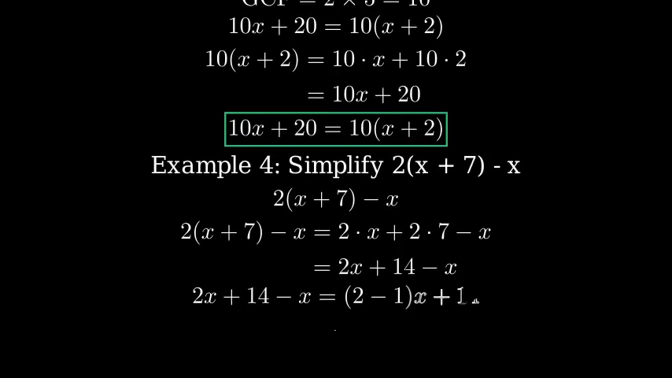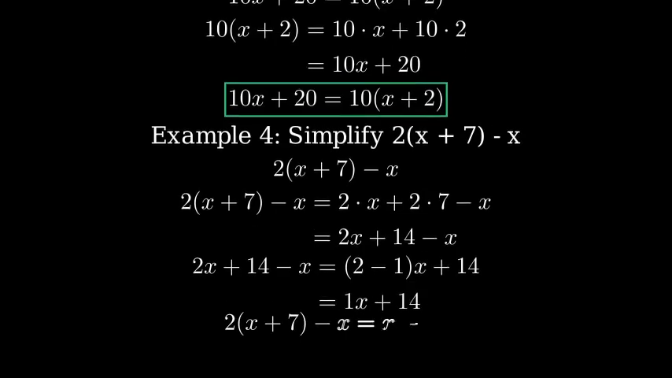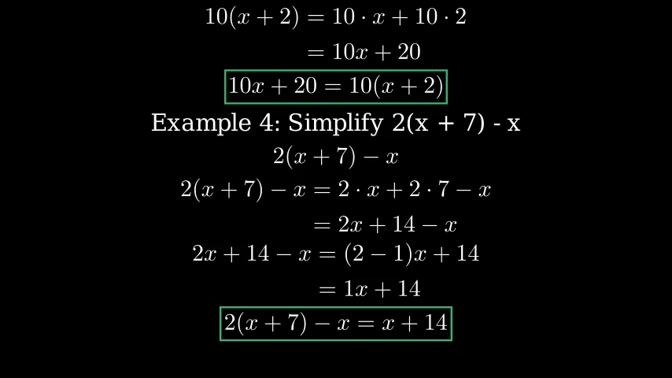Now we have 2x plus 14 minus x. Let's combine the like terms. 2x minus x equals x. So our simplified expression is x plus 14.